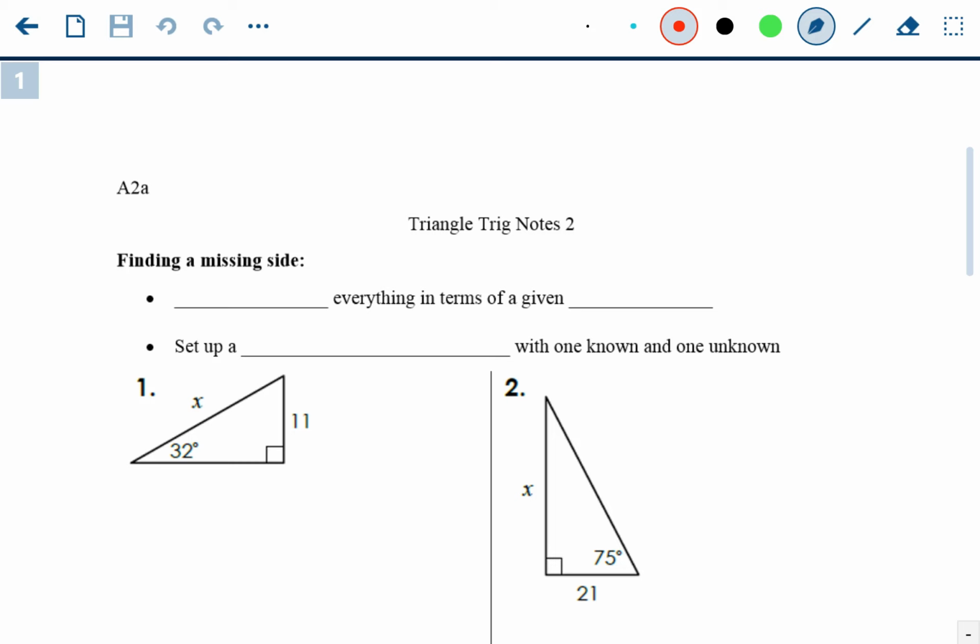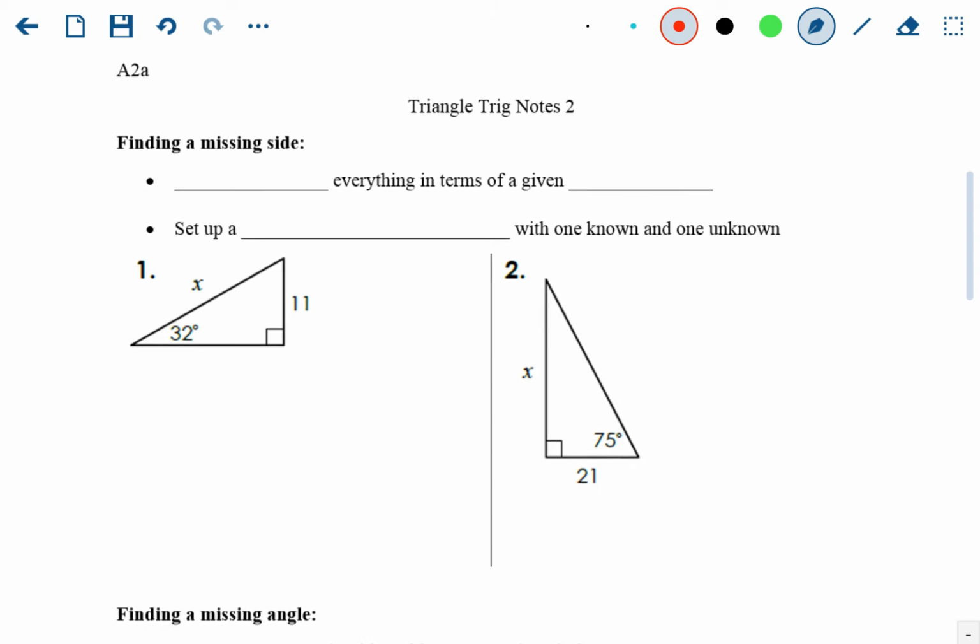So what we're going to need for today is we're going to need to remember the three trig functions. Sine is opposite over hypotenuse. Cosine is adjacent over hypotenuse. And tangent is opposite over adjacent. So those are the three main trig ratios. We're going to use those three to find missing sides, and we're going to find missing angles. So again, kind of combining the previous two parts into one.